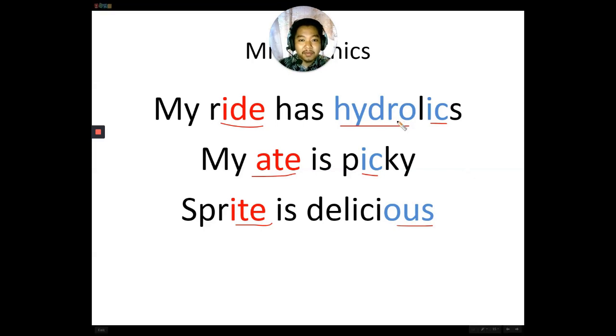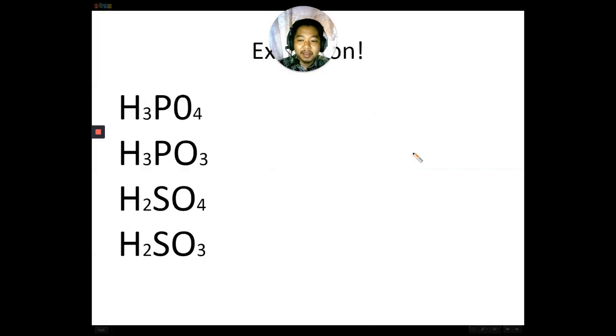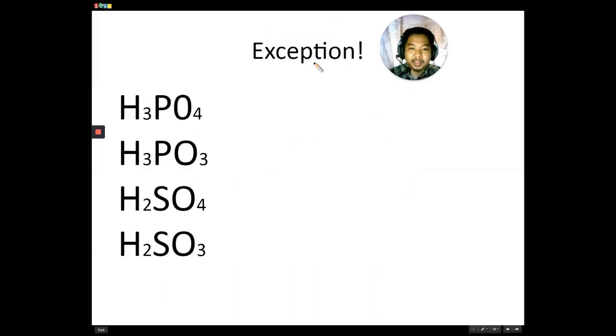You get the rule of naming acids. My ride has hydraulics. My ate is picky. Sprite is delicious. So let's try. Now, if you learned it, but before that, there's an exception. I'll remove my face there. Why is it that there's an exception?